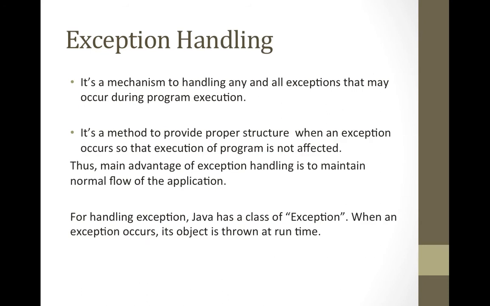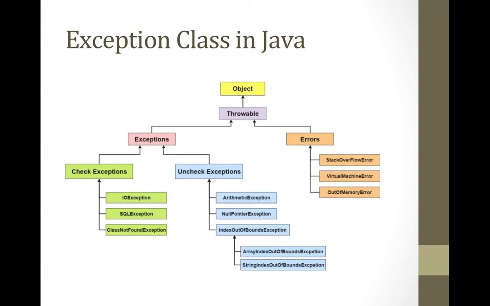There is a mechanism by which these exceptions are handled by programming languages. Java provides a proper structure to handle any and all exceptions in order to maintain the normal flow of the program. Java has a class Exception, and with that class there is a whole hierarchy of classes. For example, as you can see in this diagram, we've got a parent class Exception, and with that we've got two child classes, checked exceptions and unchecked exceptions.